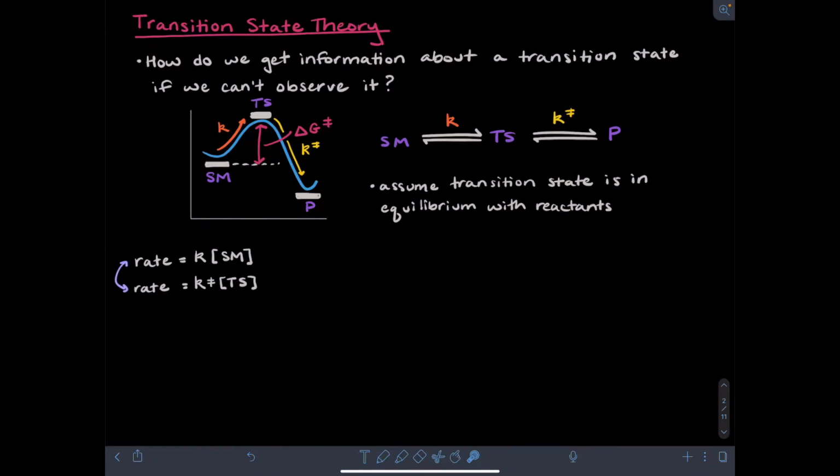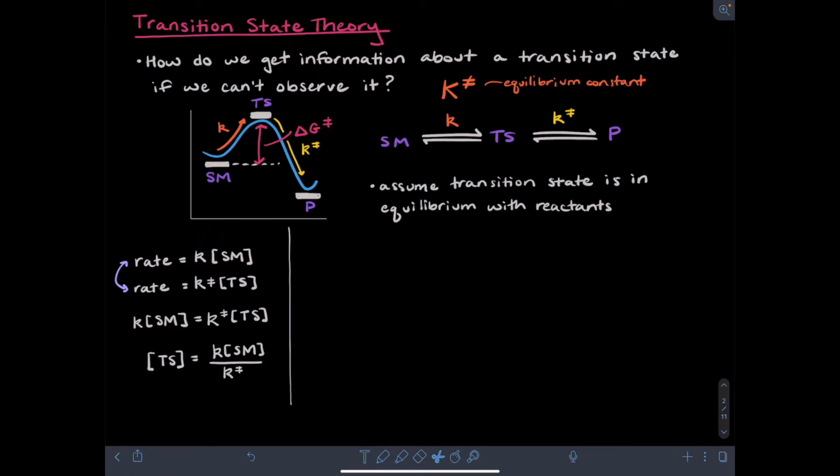I have two different equations here, both with rate on the left side, so I'm going to set the right sides equal to one another. I would have K times the concentration of starting material equal to K double dagger times the concentration of the transition state. I'm going to separate out the concentration of the transition state term by dividing both sides by K double dagger. This gives me the concentration of the transition state as being equal to the rate constant K times the concentration of starting material divided by K double dagger.